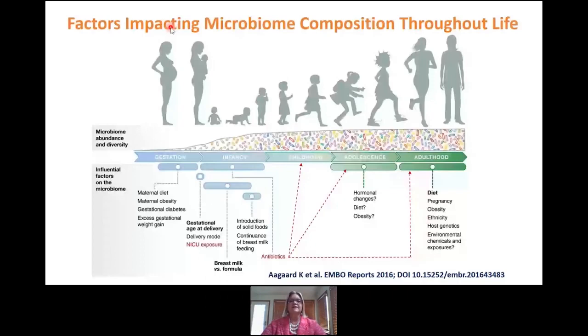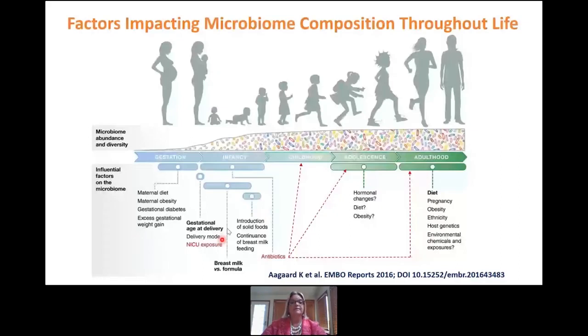life. And you can see this depict again throughout even to mid-adulthood this idea of increased abundance and diversity. Studies have shown that even during gestation, maternal diet, BMI, gestational diabetes, and excessive weight gain can impact the microbiome and subsequently impact the microbiome of the infant as well.